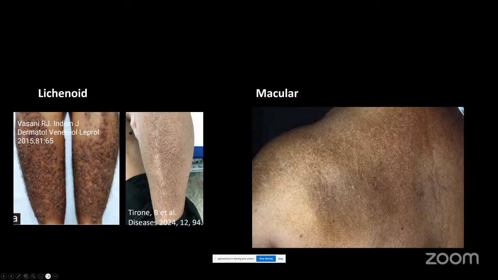And here, macular. A lot of times when people have notalgia paresthetica, they can have macular amyloidosis affecting the scapular area just from chronic rubbing.